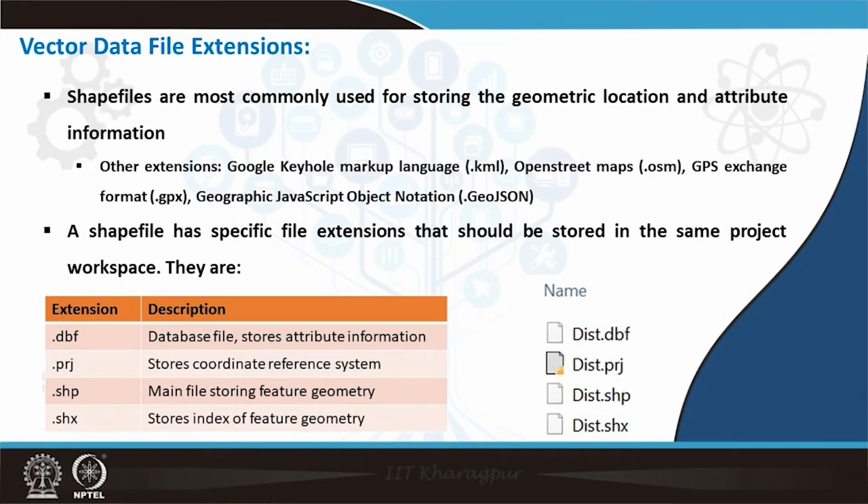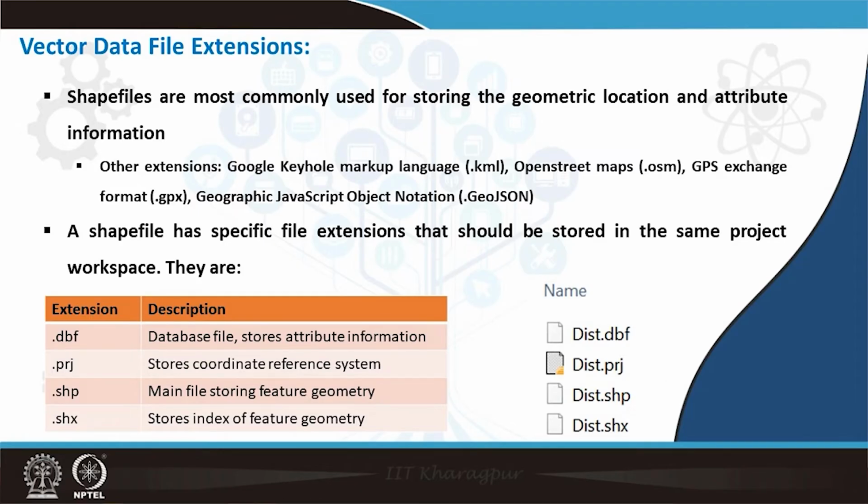Then the third one is .shp, or the shapefile itself. It stores all the geometry features. It may be a point, a line or a polygon. Then the last one is .shx. This stores the index of feature geometry. So whenever you are trying to open a shapefile in QGIS, these 4 or 5 files have to be there in your root folder. Along with the shapefile, there are also other extensions.